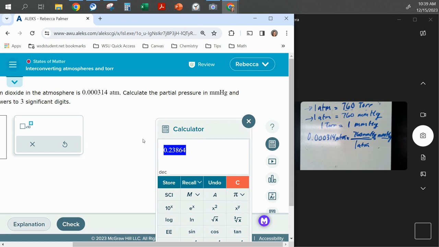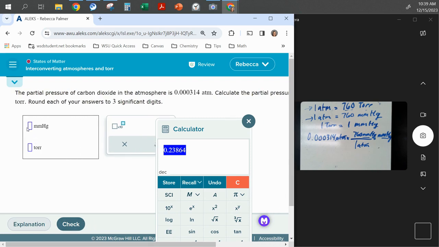So this has 3 significant digits, so this one has to have 3. And then this has a 6, so we need to round this up to a 9. So 0.239 for this one. That's millimeters of mercury. So how are we going to find the torr one? They're the same. Yeah, good. If I have it in millimeters of mercury, that's the same value for torr.